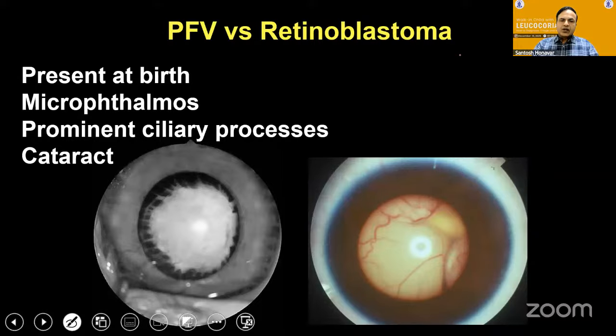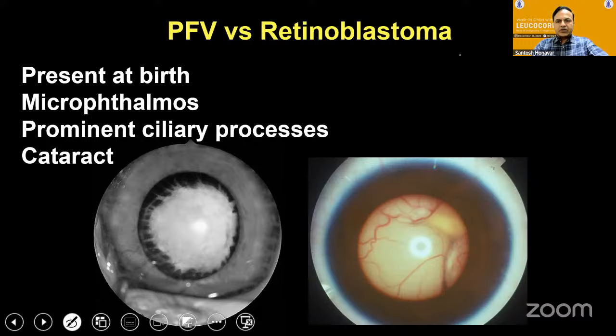The next disease of consequence is PFV. It is present at birth, and one characteristic feature is that these patients have relative microphthalmos. The eye is slightly smaller than the other eye. If the corneal diameter in the normal eye is 11 millimeter, even 10.5 millimeter in the affected eye is significant. Relative microphthalmos may not conform to the definition of microphthalmos.